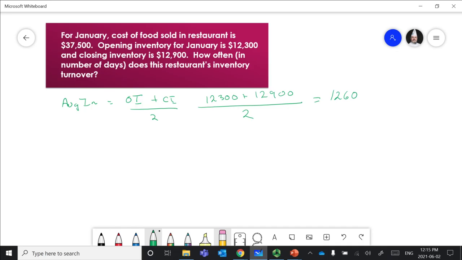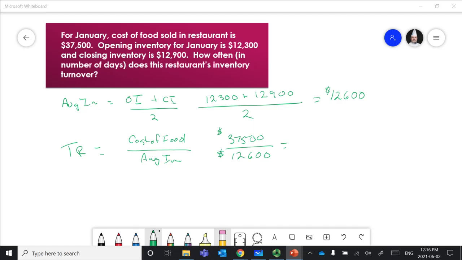Okay. Now, in order to calculate our turnover rate, we're going to take our cost of food sold and divide that by our average inventory. So our cost of food was $37,500 divided by our $12,600, to give us an inventory turnover rate of 2.98.